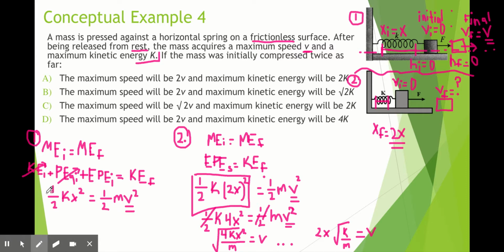Okay. Versus for our first situation, when we solve for v, the 1/2s are going to cancel. We'll divide both sides by m. We get the square root of k x squared over m. And then the x squared over here can also come out of the radical, just like we had simplified before. So comparing these two velocities, when x is doubled, what happens to the velocity?